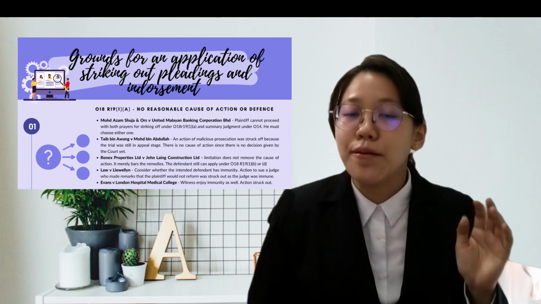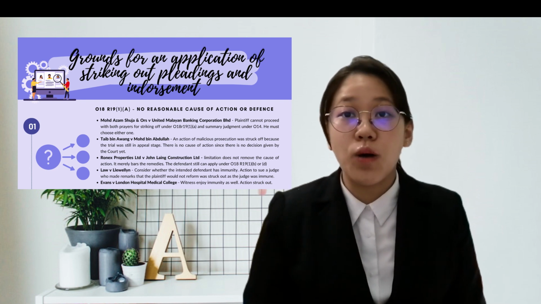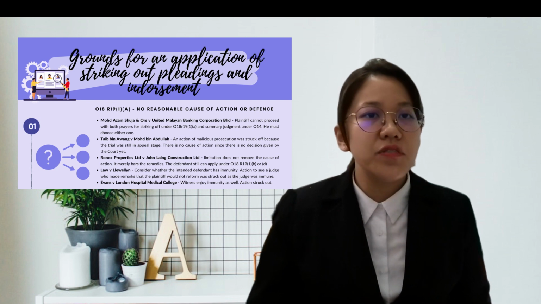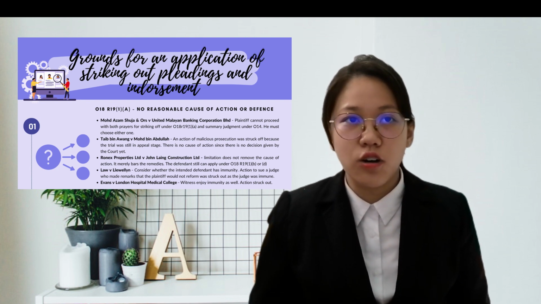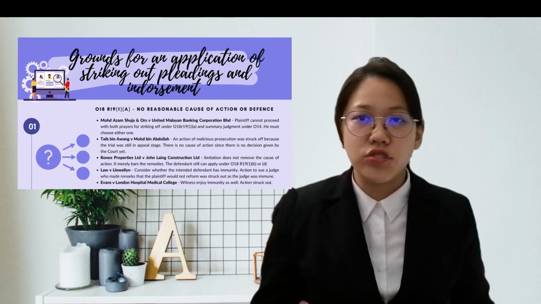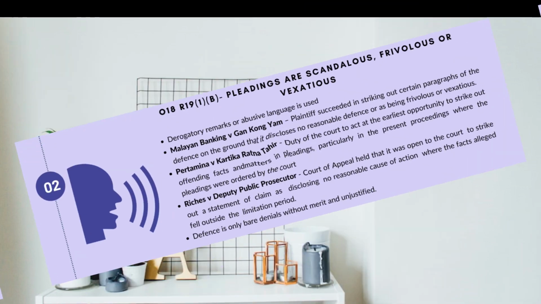The defendant can still apply under Order 18 Rule 19(1)(b) or (d). In the case of Evans versus London Hospital Medical College, the witness enjoyed immunity as well, so the action was struck out.